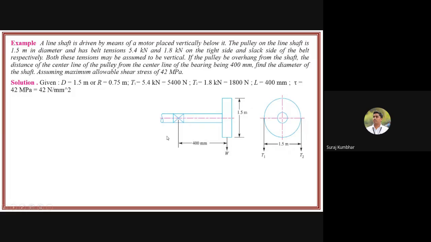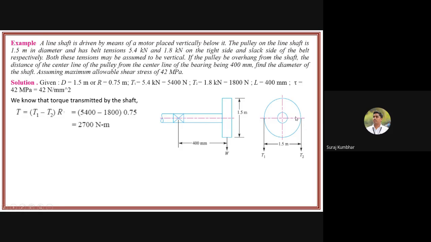So now we will solve the problem. We know the torque transmitted by the shaft, T, is equal to (T1 minus T2) into R. When there is belt tension in that particular pulley, the total torque is the tight side minus the slack side, into the radius of the pulley. So T1 is 5,400 minus T2 is 1,800, into radius 0.75 meter. Here we get 2,700 Newton meter. That is the torque transmitted by that shaft.